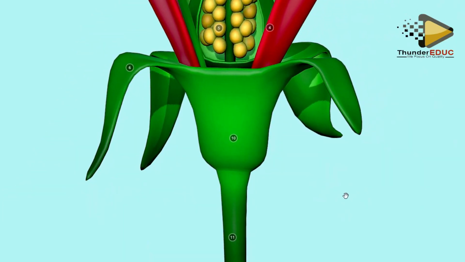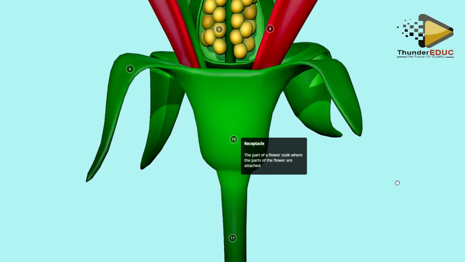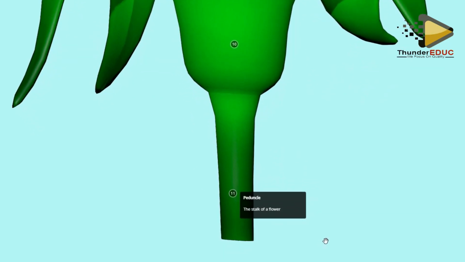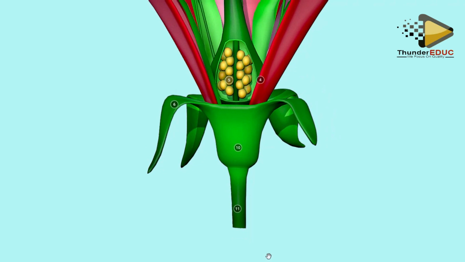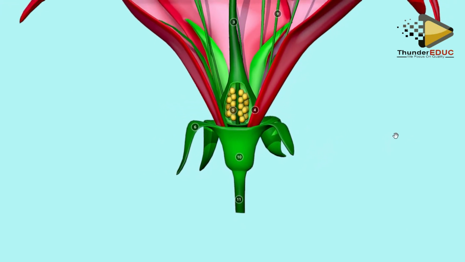Then it has what is called a receptacle. As you hear the word receptacle, it receives, it holds the upper part of the flower. Then the receptacle is connected to what is called the stalk, or sometimes the pedicel. The pedicel, or the stalk, is the one which connects the flower to the main part of the plant.